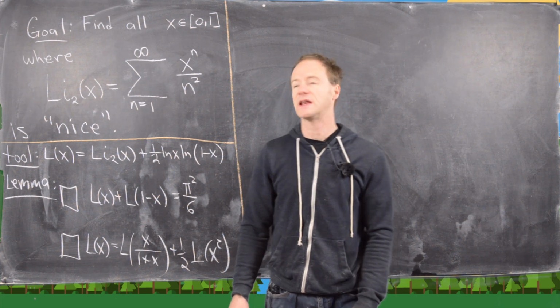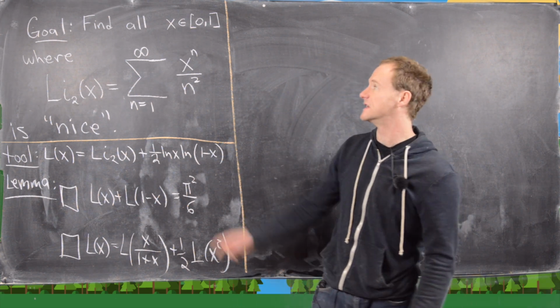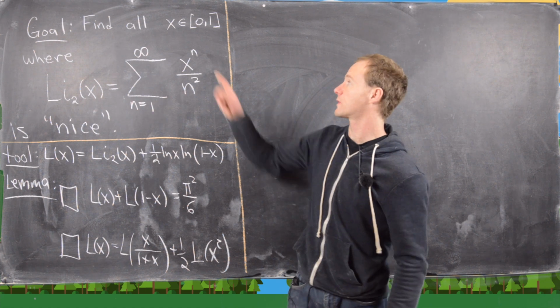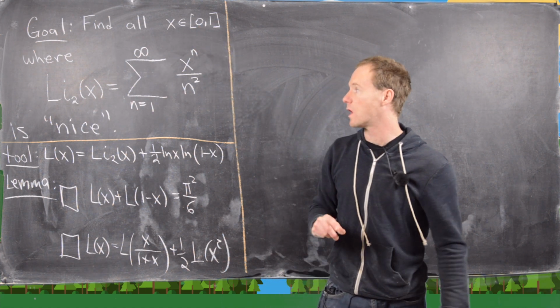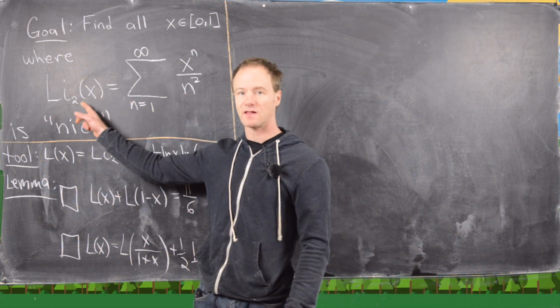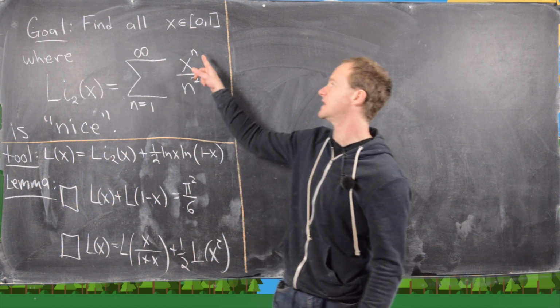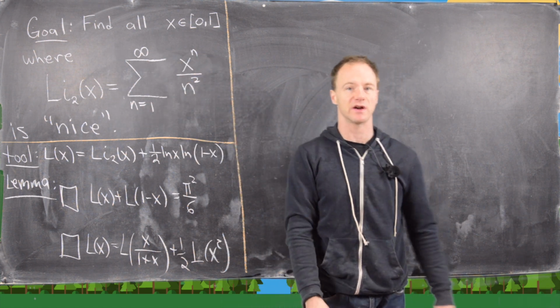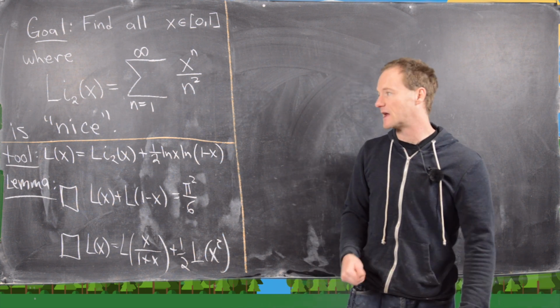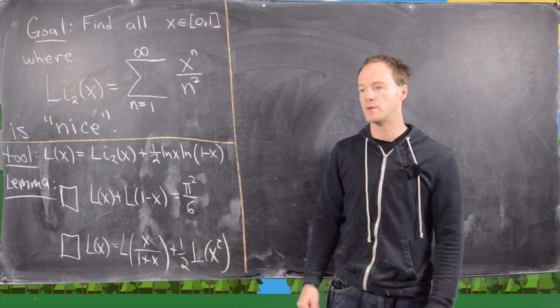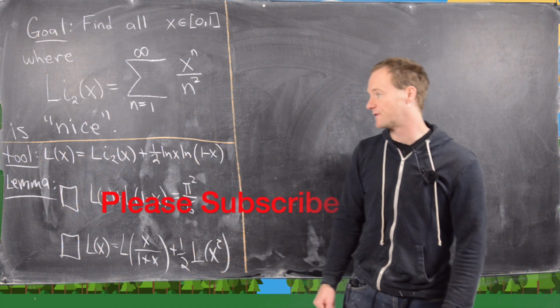Okay, we've got a big and interesting goal for this video, and that is to classify all the real numbers between 0 and 1 where this dilogarithm function, in other words, the sum as n goes from 1 to infinity of x to the n over n squared, is nice. And what I mean by nice is you've got some closed form in terms of elementary functions.